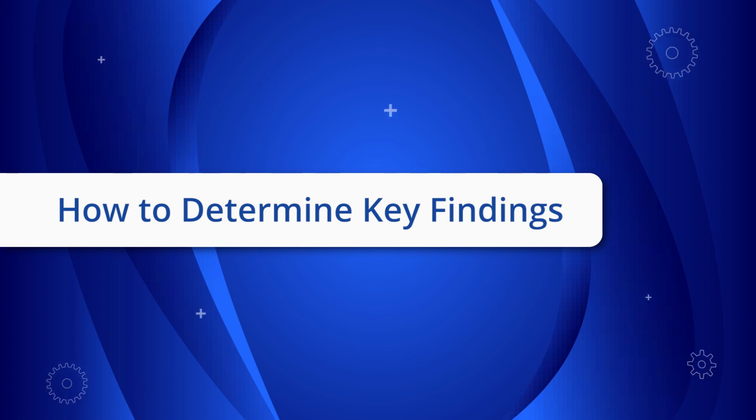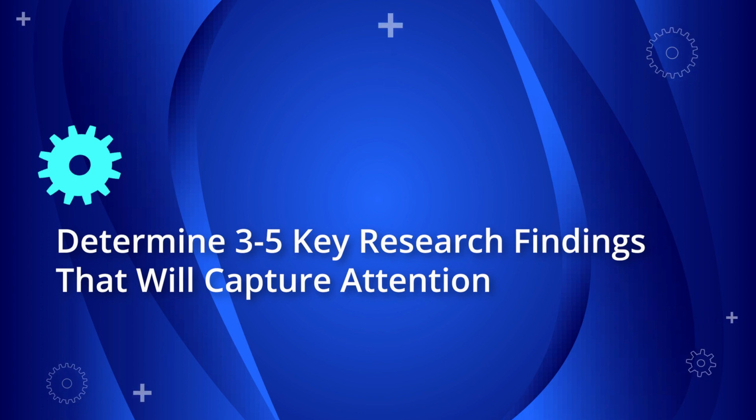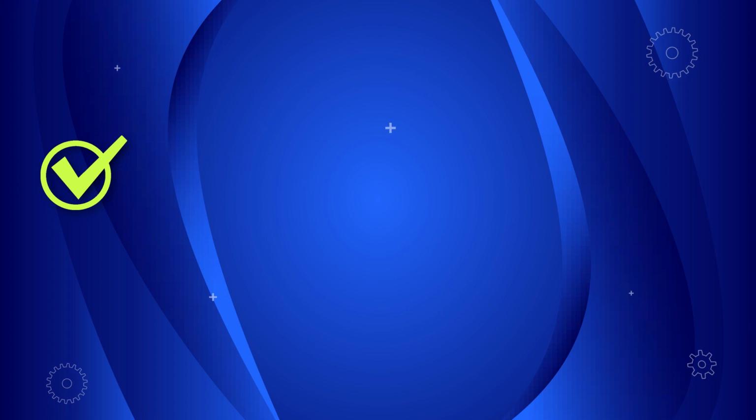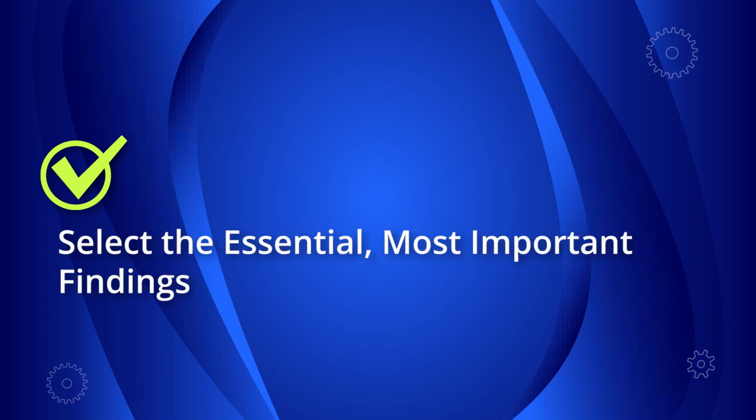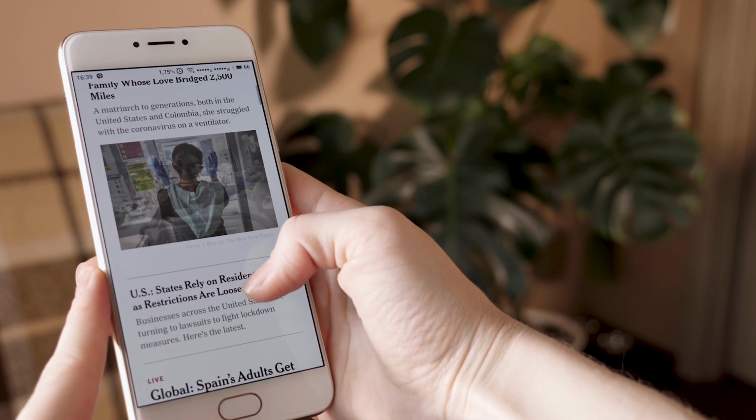The first step is to look at your research and determine 3 to 5 key findings that will capture the most attention. You'll want to whittle your findings down to the essential, most important findings of your study. Anything additional to that can be captured in the technical report or journal article. Think of a key finding as a headline or something newsworthy from your report.